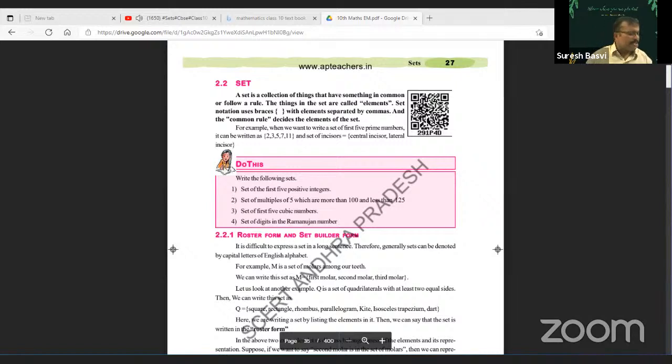So page number 28. Already I told you all the number sets: Z plus, Z0, Z minus, R minus, and so many more. Right. Next, do this. Some numbers are given below.